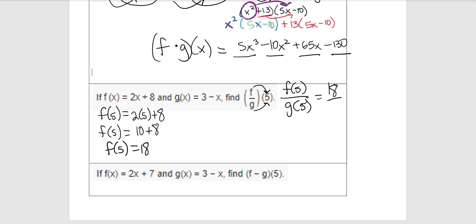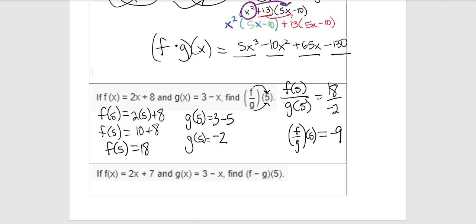And see here, now we're doing g of 5, because the g of 5 is in the denominator. G of 5 equals 3 minus 5. 3 minus 5 is negative 2. So we're safe. We're not dividing by 0. And since g of 5 is equal to negative 2, 18 divided by negative 2 is negative 9. So I've just determined that f divided by g of 5 would be equal to negative 9.